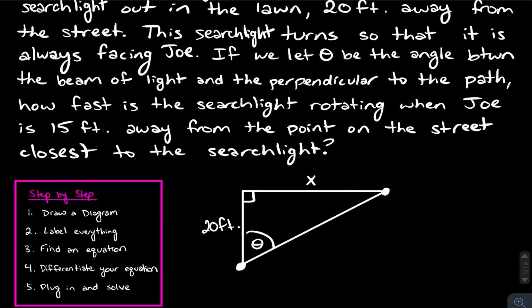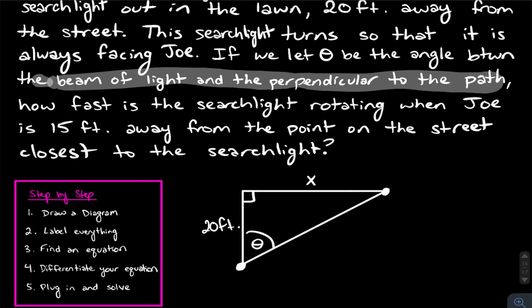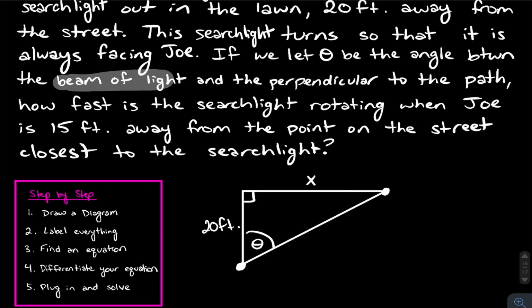And that's what it says there. It's kind of hard with the terminology, but it says let theta be the angle between the beam of light and the perpendicular to the path. The beam of light is the searchlight, so it's going to here. And the perpendicular to the path, that's this. So it's the angle in between those two things that I just highlighted. That's theta. Okay. So we want to know how fast the searchlight is rotating.